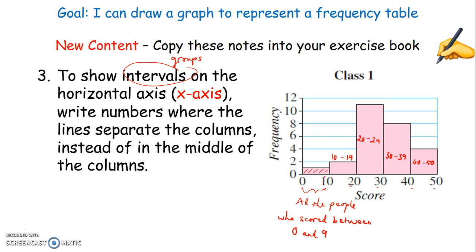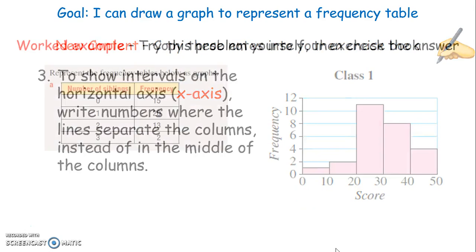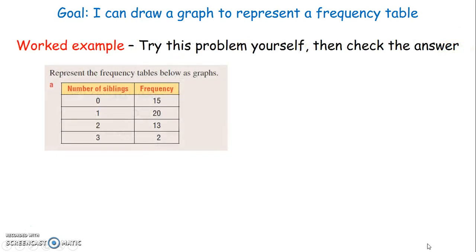So again, guys, just remember that the numbers, we write where the lines separate the columns. So let's do an example here. Here we've got the table, and I can see that we're starting with 0, so there's not going to be any gap. Also, the maximum frequency here is 20, which means I'm going to leave enough space for 20.